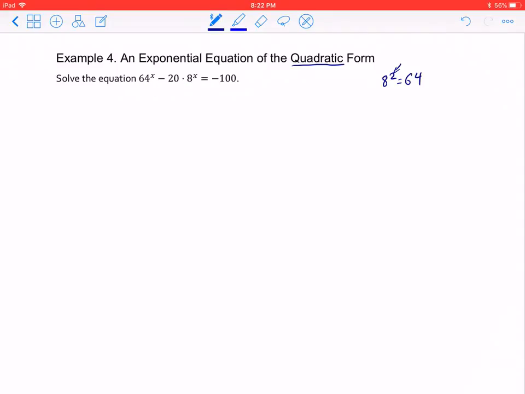So I'm going to add 100 to both sides. So I have 64 to the x minus 20 times 8 to the x plus 100, and I'm going to set that equal to 0 now. Now I'm going to use what I said over here, that 8 squared is equal to 64. Seems very much like that first example we did. So that turns this into 8 squared to the x, minus 20 times 8 to the x plus 100 equals 0.